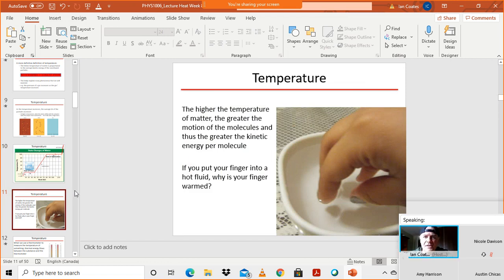Temperature: the higher the temperature of matter, the greater the motion of the molecules, and thus the greater kinetic energy of the molecule. If you put your fingers into a hot fluid, why is your finger warmed? Interesting. What happens when you put your finger into a bowl of hot water? Well, the heat starts to move. Heat doesn't move from a colder substance to a hotter substance. Heat only moves from a hotter substance to a colder substance. Okay?